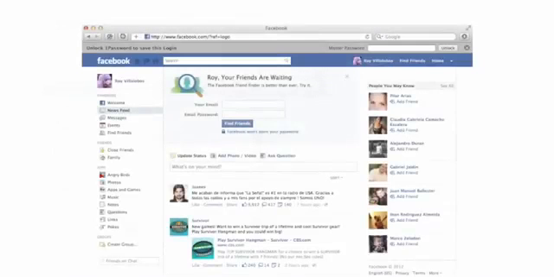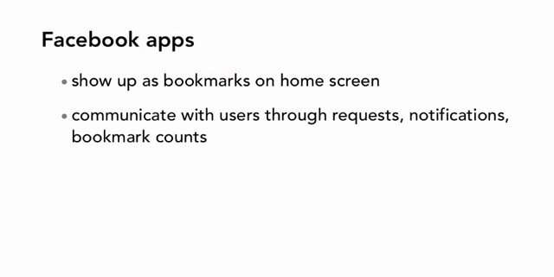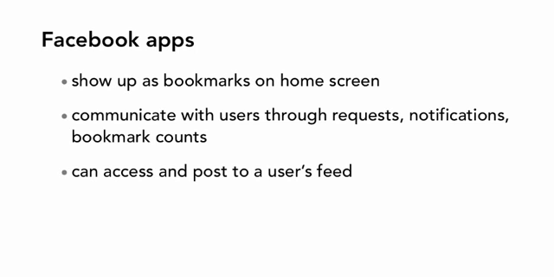When you add an app, it will appear as a bookmark on your home screen, the screen you first log into when you visit Facebook. Apps can communicate with users in a variety of ways through requests, like when you ask your friends to join you in playing an app, notifications, which is perhaps letting you know when you have reached a high score, or bookmark counts, which appear as red rectangles with numbers and let users know that there's some action waiting for them in the game.